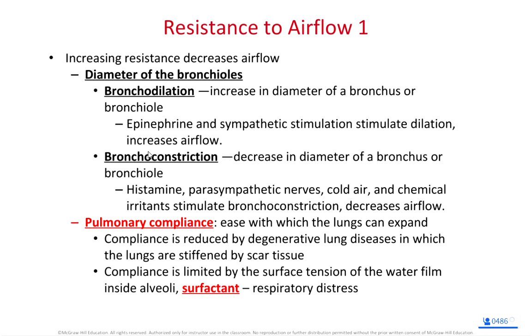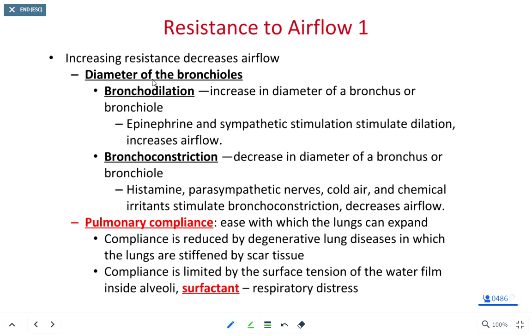An increase in diameter causes an increase in radius, and increasing the radius causes airflow or fluid flow to increase to the fourth power. So bronchodilation and bronchoconstriction are very powerful ways to control airflow into and out of the lungs. When we bronchodilate, air will flow in faster. When we bronchoconstrict, it's more difficult to have air go in and out.